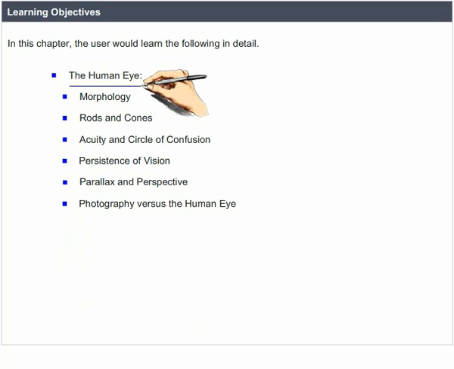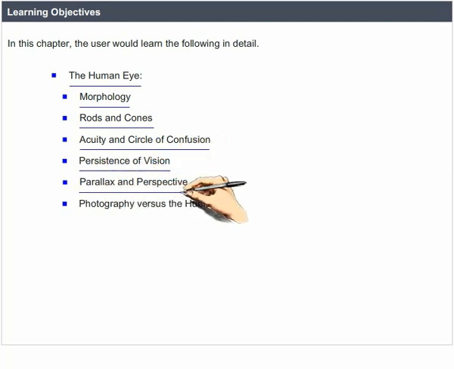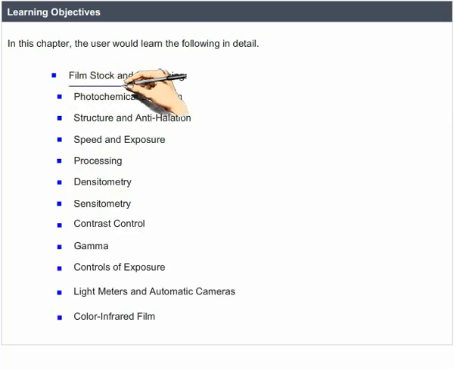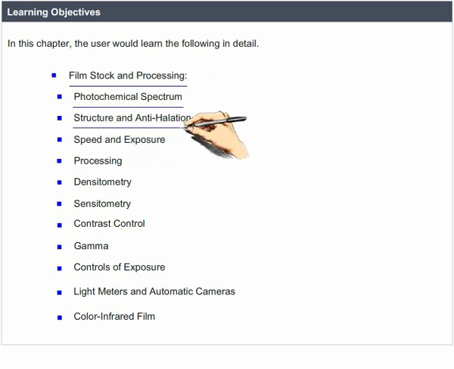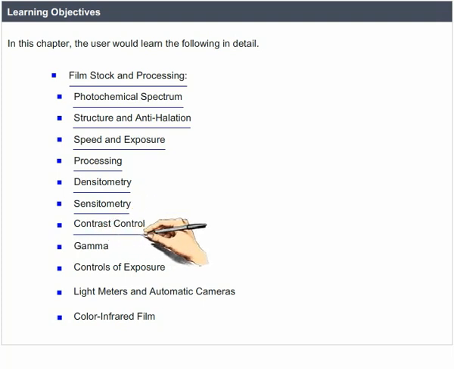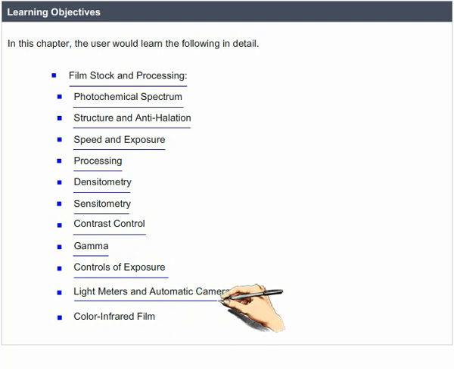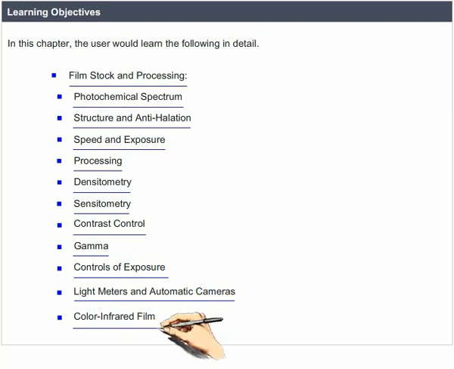The human eye: morphology, rods and cones, acuity and circle of confusion, persistence of vision, parallax and perspective, photography versus the human eye. Film stock and processing: photochemical spectrum, structure and antihalation, speed and exposure, processing, densitometry, sensitometry, contrast control, gamma, controls of exposure, light meters and automatic cameras, color infrared film.